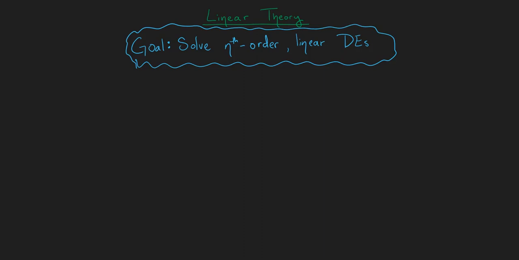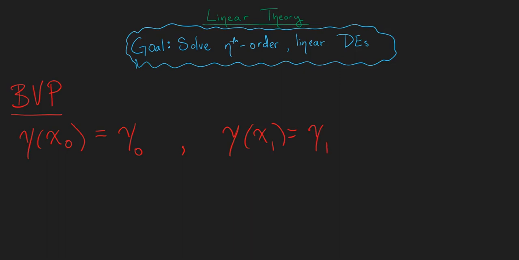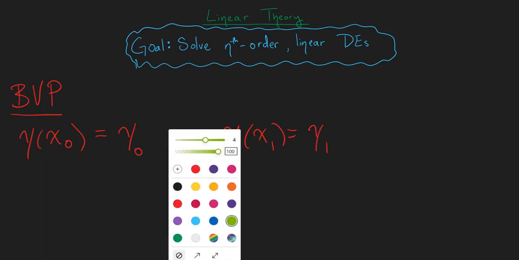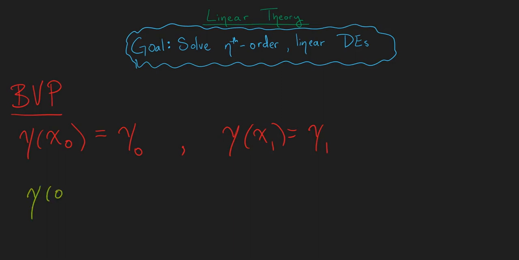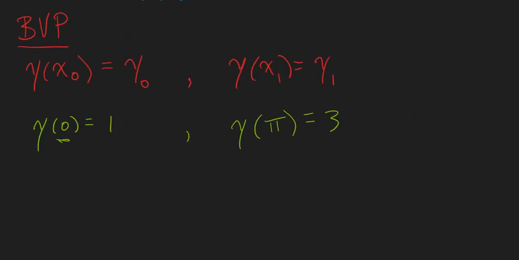Recall that the difference between a boundary value problem and an initial value problem is that the boundary conditions take place at two separate inputs of x. So we might have y of x sub 0 is equal to y sub 0, and y of x sub 1 is equal to y sub 1. In practice, we might have y of 0 is equal to 1, and y of pi is equal to 3. And here we would have a boundary from 0 to pi.